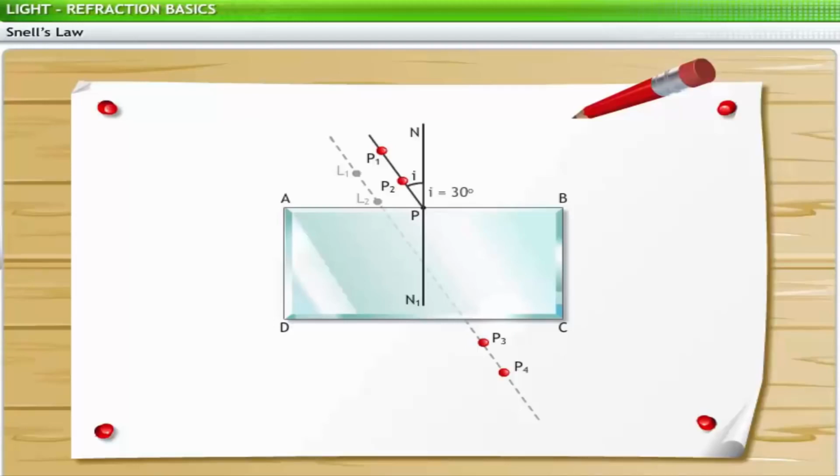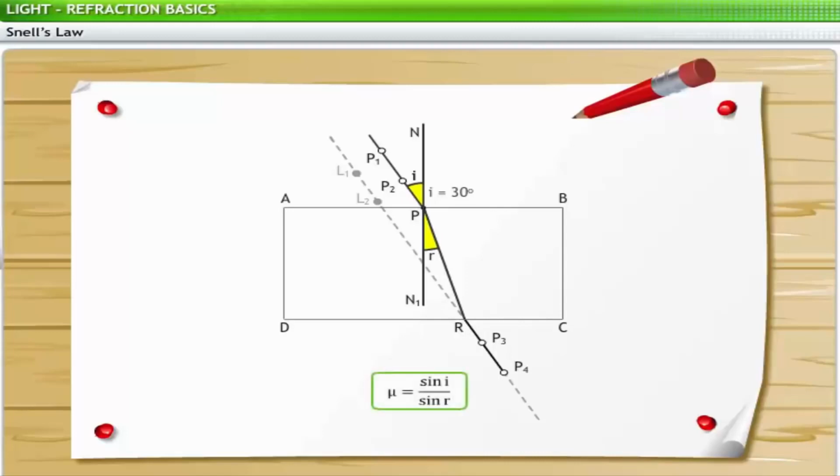In the next step, we remove all the pins and draw small circles around them. We join P3 and P4 to meet CD at R. After joining PR, we measure the angle of incidence P1PN and the angle of refraction N1PR. Finally, by finding their sine values and applying it in the formula, we find mu is equal to sine i divided by sine r. If the experiment is repeated using different values of angles of incidence, the refractive index remains the same. Thus, this experiment verifies Snell's law.